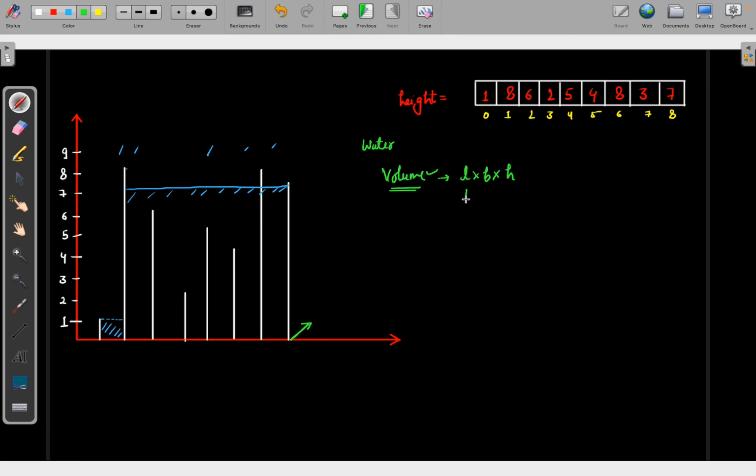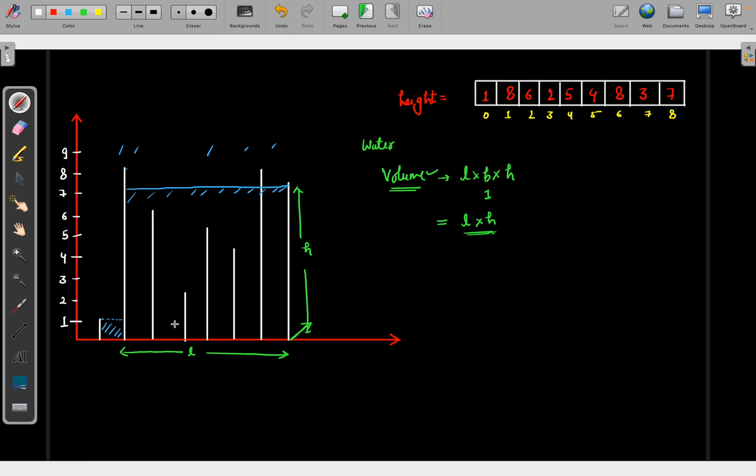So if you take this breadth as 1 unit, the complete volume will be length into height. We can assume this for now, because it is also saying that we only depend on the area of the container. So we just need to check the length and height of the container. You can assume that this is the length of the container and this will be the height of the container.